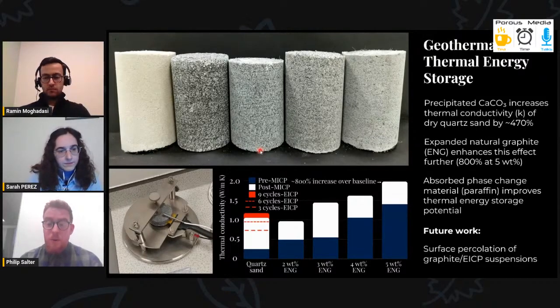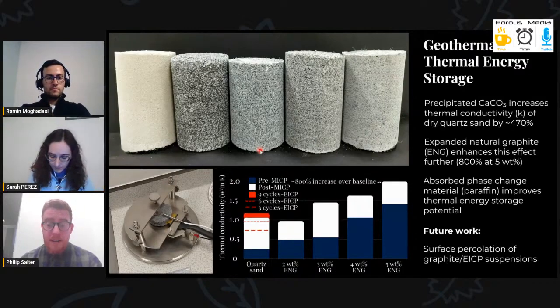Our future work will investigate surface percolation of graphite EICP suspensions, potentially for use around high voltage electrical wires, which are prone to overheating, and ground source heat pumps, which could be used both for cooling and for heating in winter.